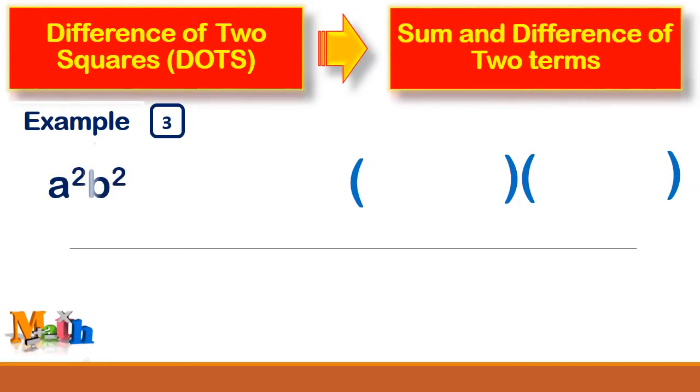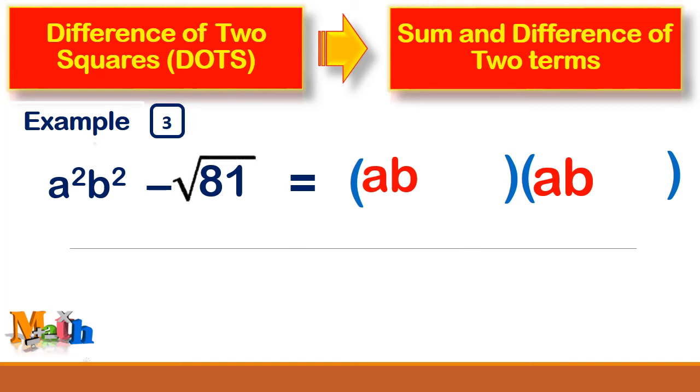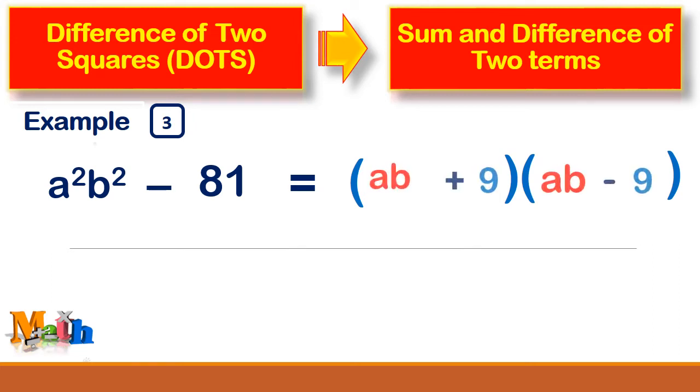Example number 3. We're going to get the factors of a squared b squared minus 81. So we're going to get the square root of a squared b squared. So the square root of a squared is a, the square root of b squared is b. So we have ab. Since ab times ab is equal to a squared b squared. Then get the square root of 81. That is 9, since 9 times 9 equals 81. So, writing the final answer as a sum and difference of two terms, we have ab plus 9 times ab minus 9.